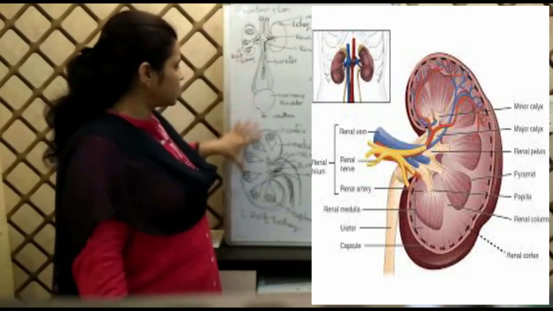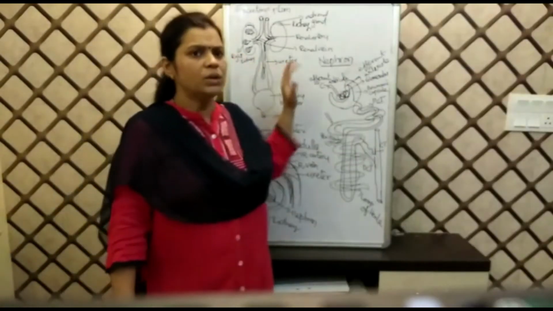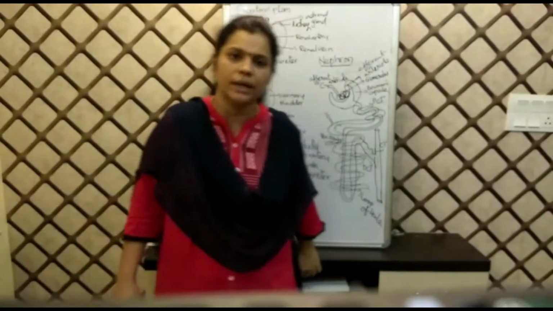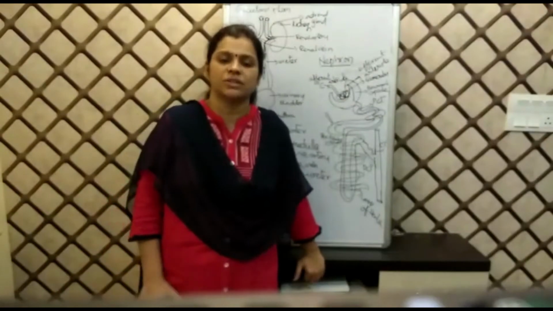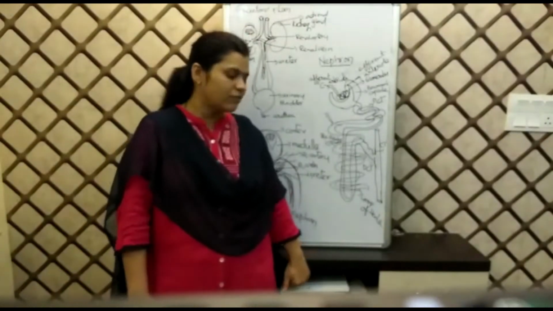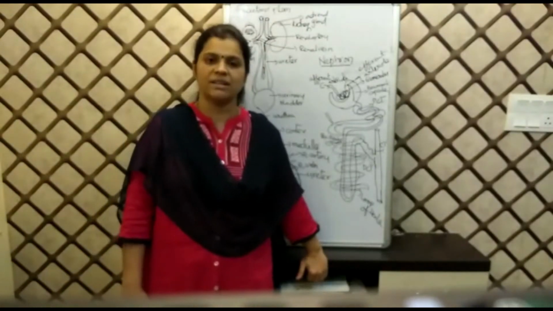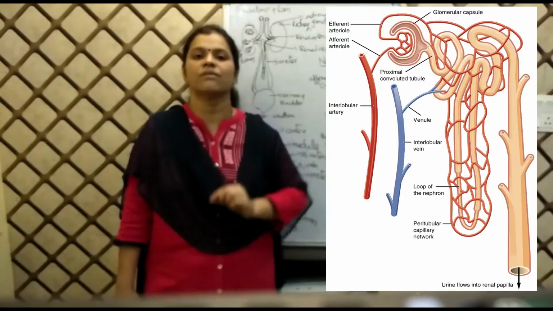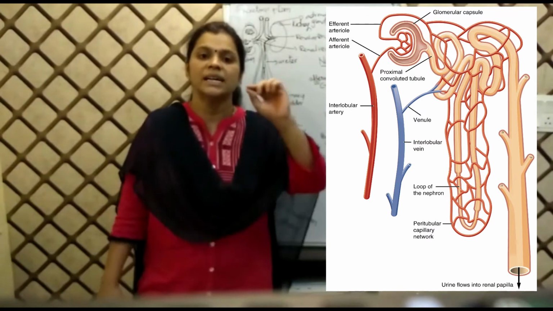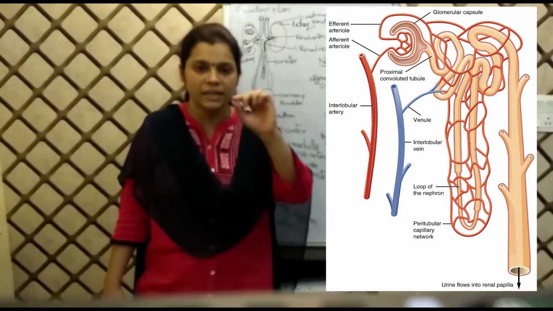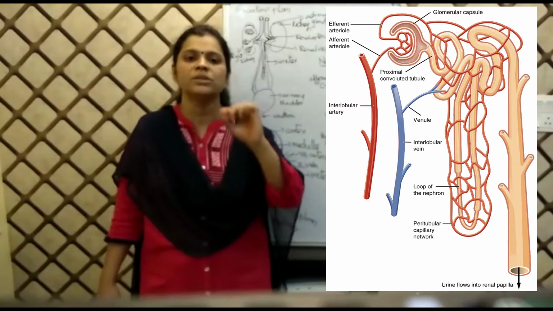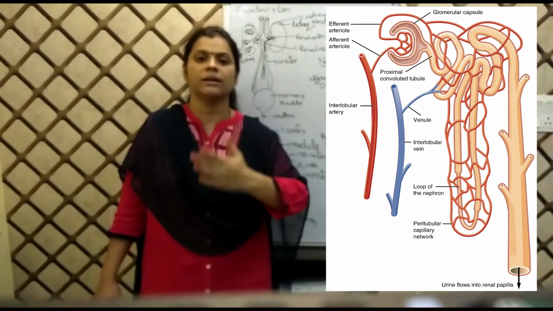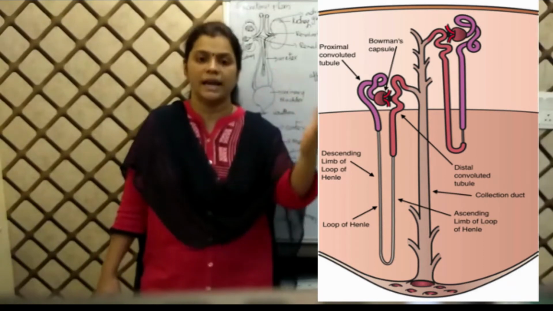Now, in this excretory system, which plays a very important role in eliminating waste from our body, what is the structural and functional unit? The structural and functional unit of the excretory system is the nephron. It is considered a structural and functional unit because it is the structural unit present in the kidney, and it performs the function of filtering the waste materials from the blood and eliminating them.